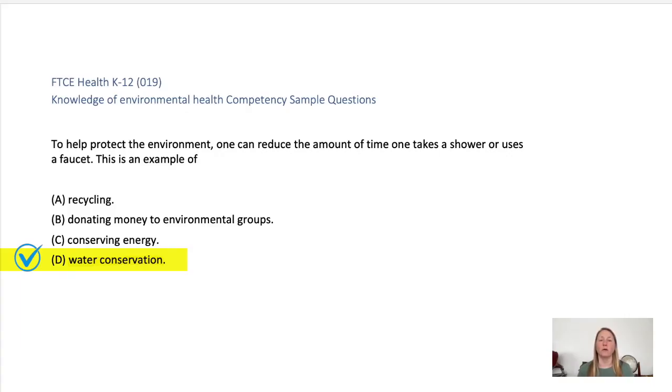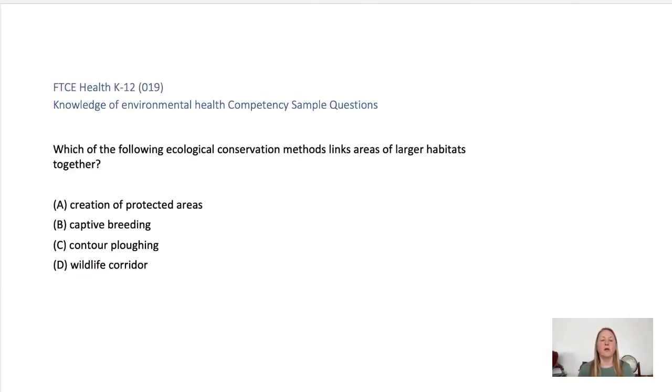Which of the following ecological conservation methods links areas of larger habitats together? A, creation of protected areas. B, captive breeding. C, contour plowing. Or D, wildlife corridor.